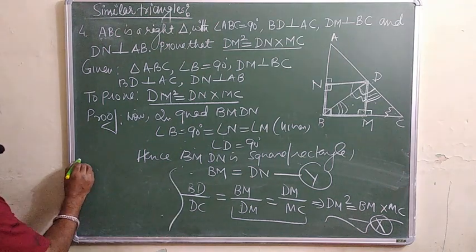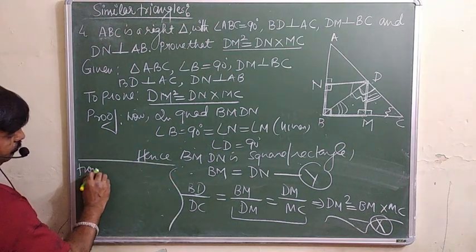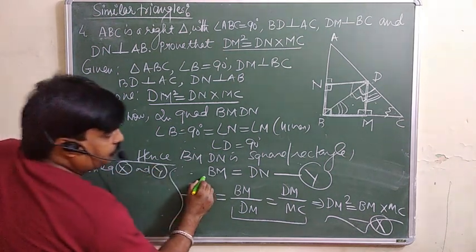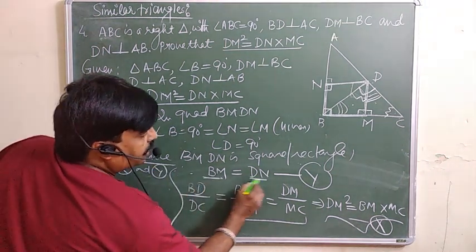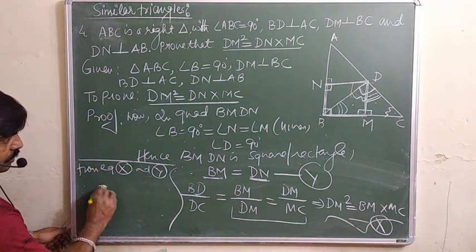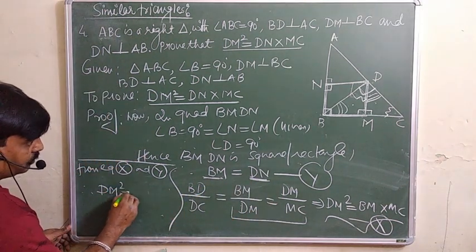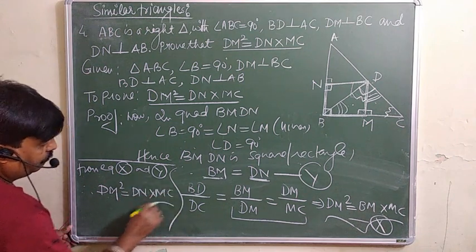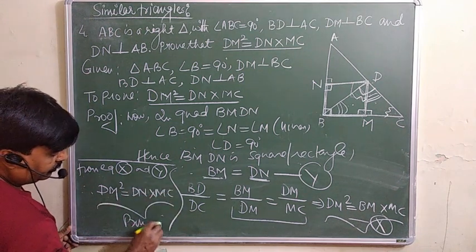Now from equation X and Y, in place of this BM, what we can write down? DN is there. So therefore DM square is equal to DN into MC, which you wanted to prove. Have a look.